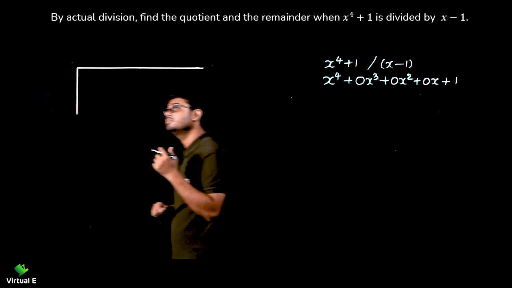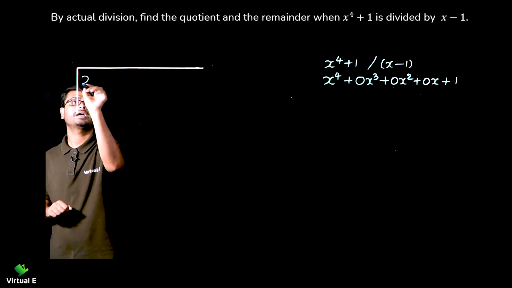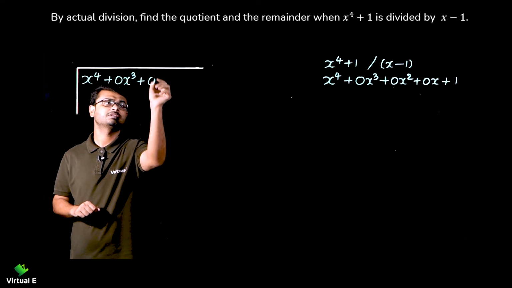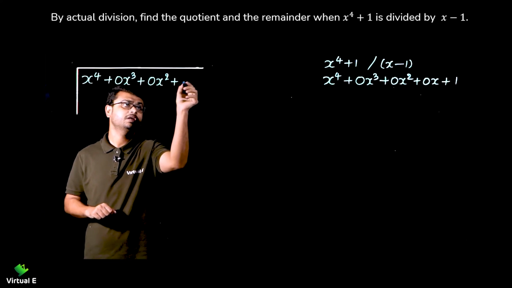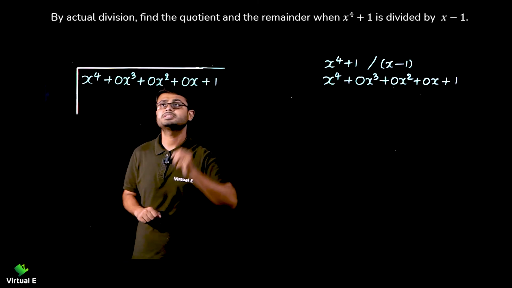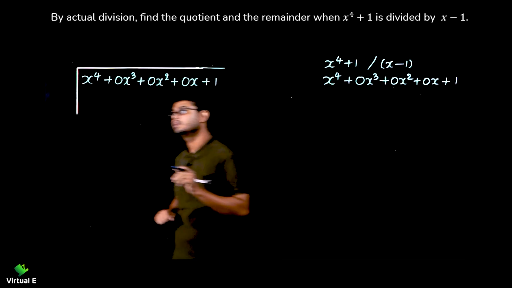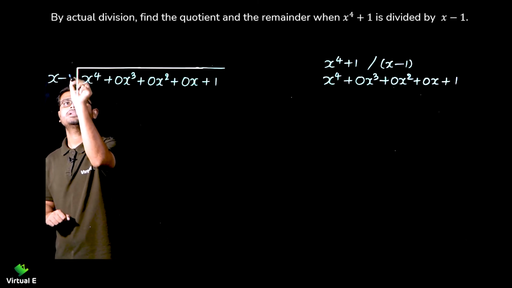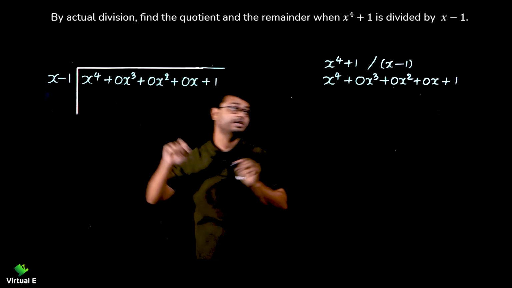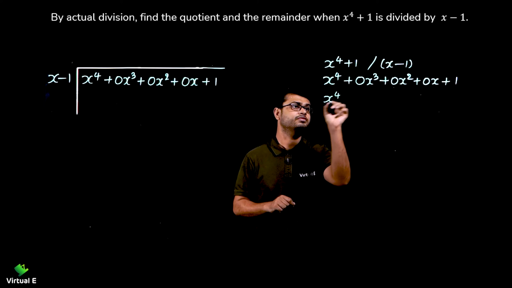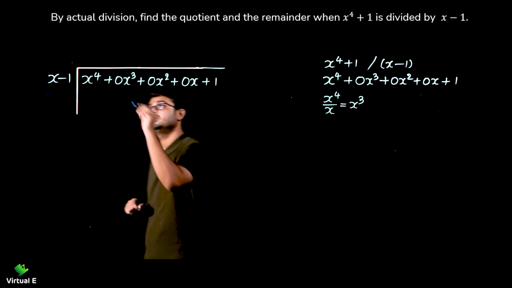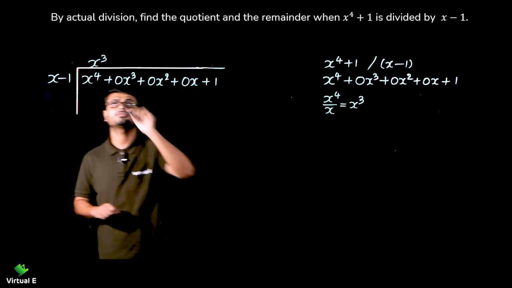It's very simple. So let's write here. x raised to 4 plus 0 x raised to 3 plus 0 x raised to 2 plus 0 x plus 1. This is the dividend. Now for the divisor, that is x minus 1. So let's start over here. What's the method? x raised to 4 divided by x will give you x cube. Now the same needs to be written where? In the quotient. So x raised to 3 it is.